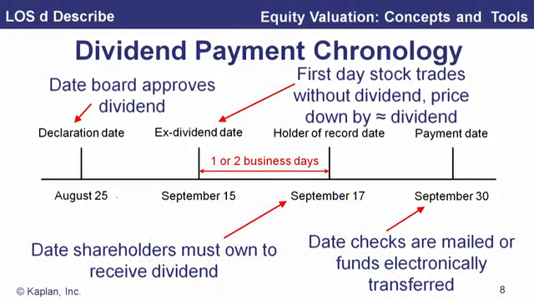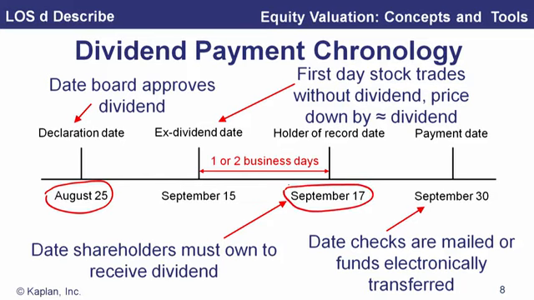Let's take a look at our dividend payment chronology. The first date to concern ourselves with is the declaration date. This is the board has met. They've decided what the next quarterly dividend or annual dividend is going to be, and they announce it. That's the declaration date.